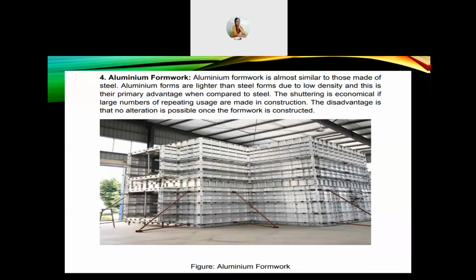4. Aluminium formwork. Aluminium formwork is almost similar to those made of steel. Aluminium forms are lighter than steel forms due to their low density, and this is their primary advantage when compared to steel. The shuttering is economical if large numbers of repeated usages are made in construction. The disadvantage is that no alteration is possible once the formwork is constructed. You can see the picture here of aluminium formwork.